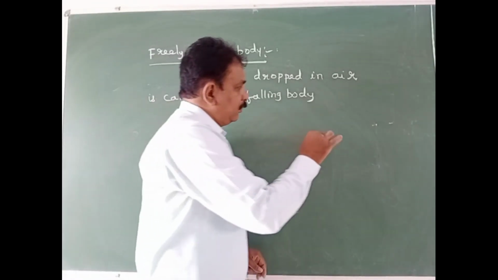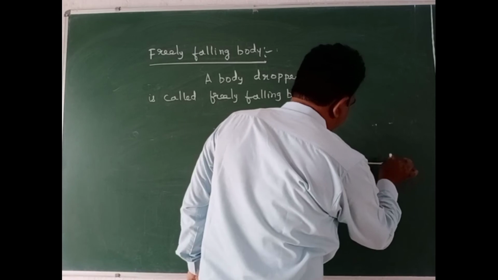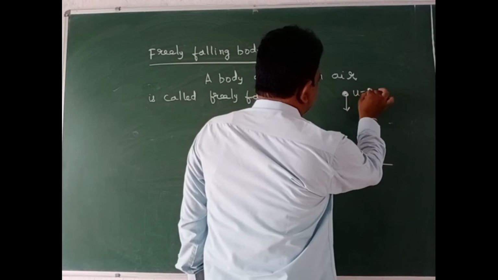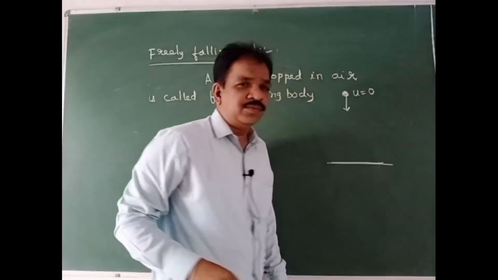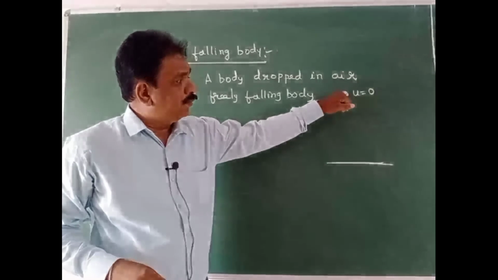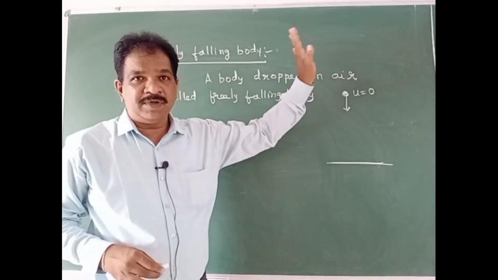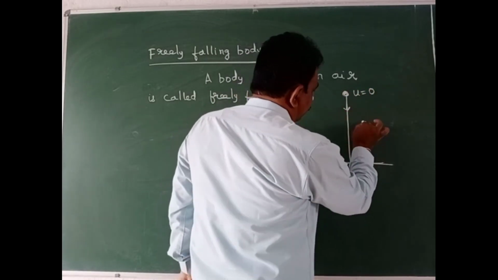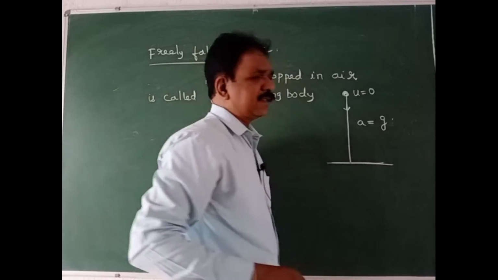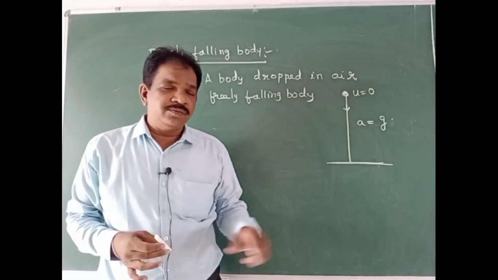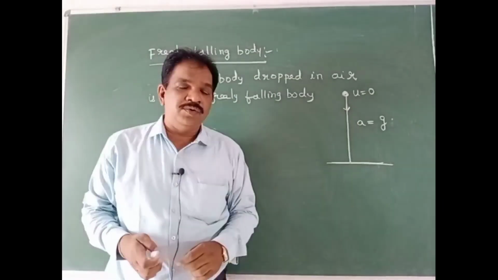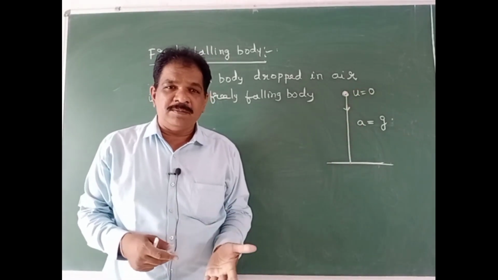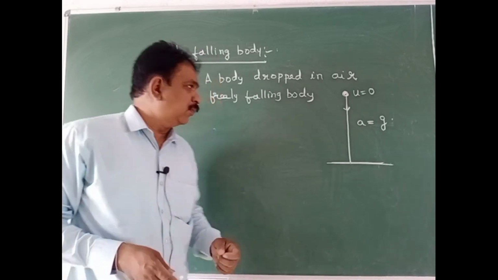For freely falling body, if this is the earth, from here body is dropped, its initial velocity is equal to 0. U value will be equal to 0. It is having no velocity. It is moving towards the earth like this, its acceleration will be plus g. U is equal to 0, a is equal to g, freely falling. Then how will the equations of motion be for freely falling body?